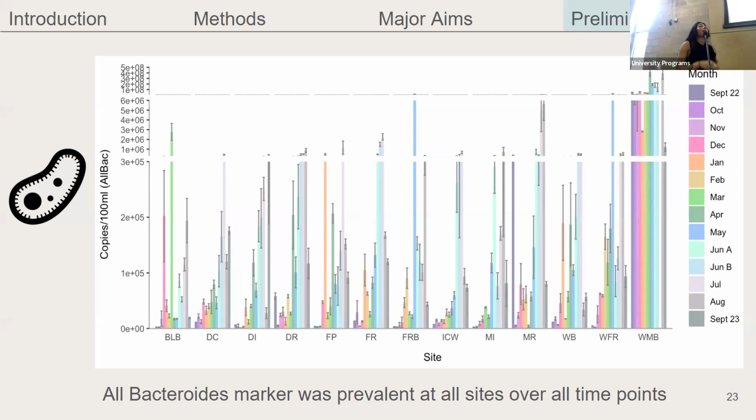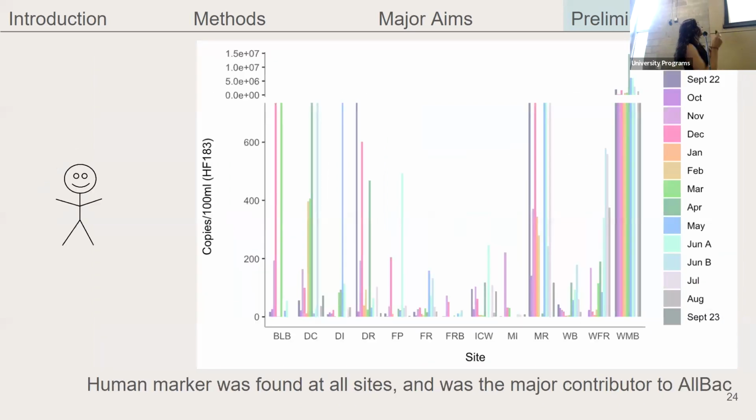That was collected at the effluent of the Mobile wastewater treatment plant. So makes sense that it's high. It will also be a really nice guide for me as I'm going through my eDNA sequences because I can use it as a marker of wastewater. All right, now we've got our humans. Human was also found at all sites and was the major contributor to all Bacteroides. So it really follows that trend and accounts for the majority of what we see with the all Bacteroides.